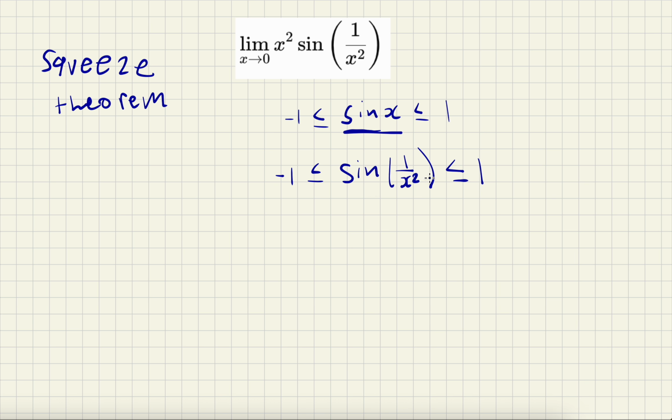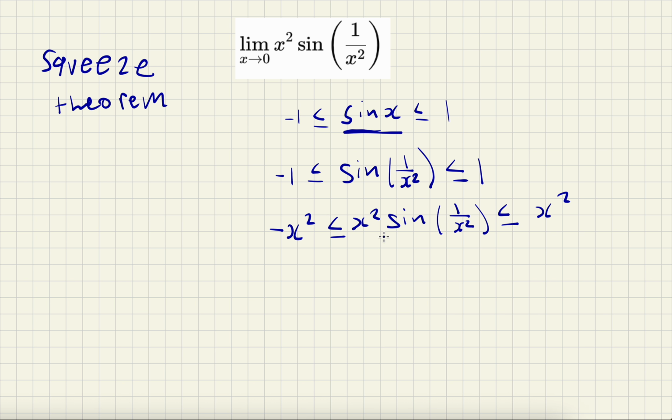And so using this information, we can actually manipulate this function. What I mean by that is, if we multiply all of these terms by the same variable or constant, that's legal, or acceptable to do. So in this case, if we multiply all of these terms by x squared, you get negative x squared is less than or equal to x squared sine of 1 over x squared, which is less than or equal to x squared, right?